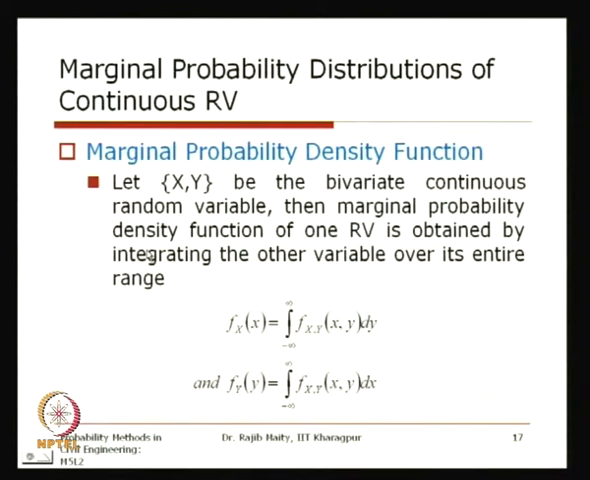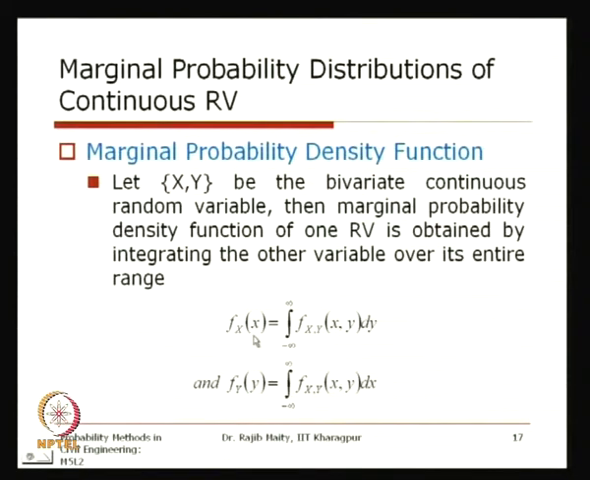Now, if we extend this to the continuous random variable, in the case of the continuous random variable, you know that this will be the integration. Again we have to follow the same concept here: let x and y be bivariate continuous random variables, then the marginal probability density function of one random variable is obtained by integrating the other variable over its entire range. So f_X(x) is the marginal distribution of x, and f_XY(x,y) is the joint PDF of x and y.